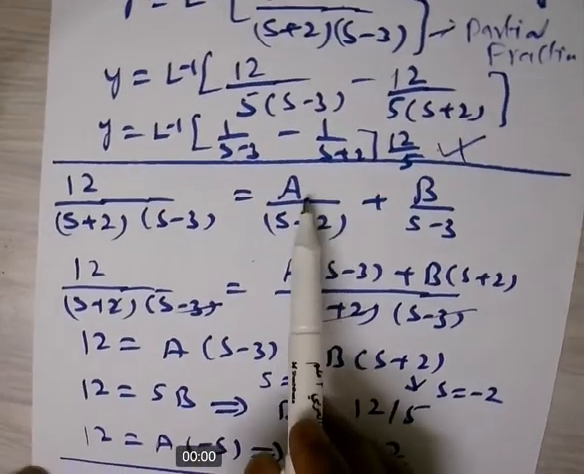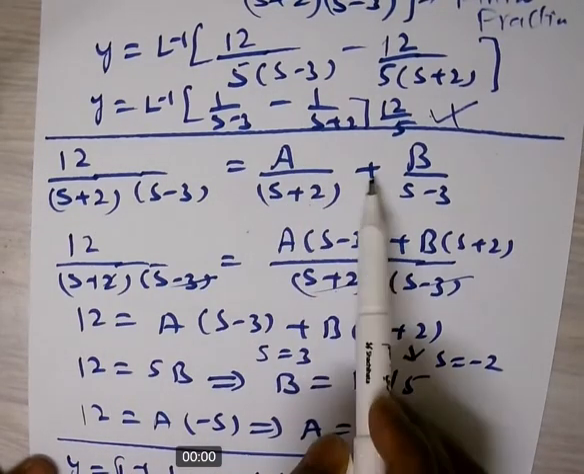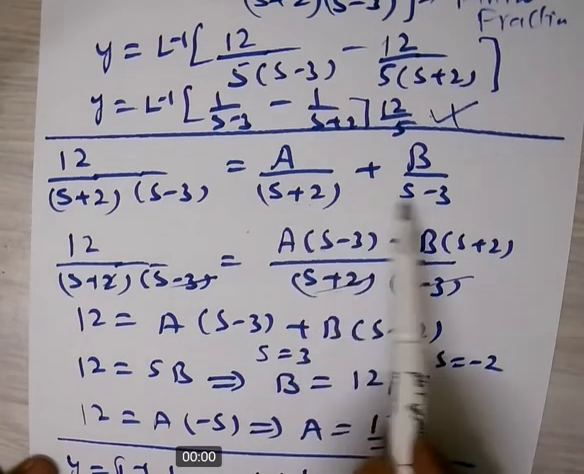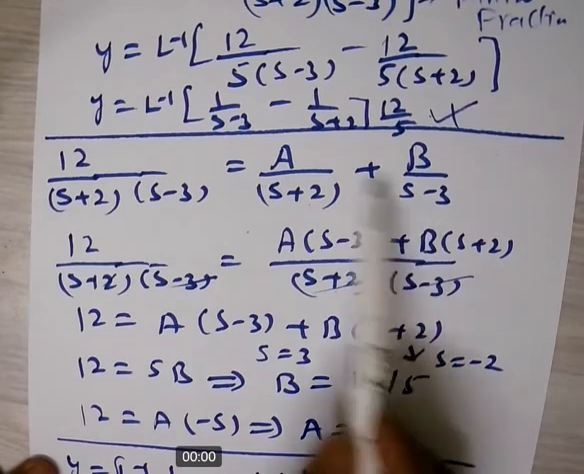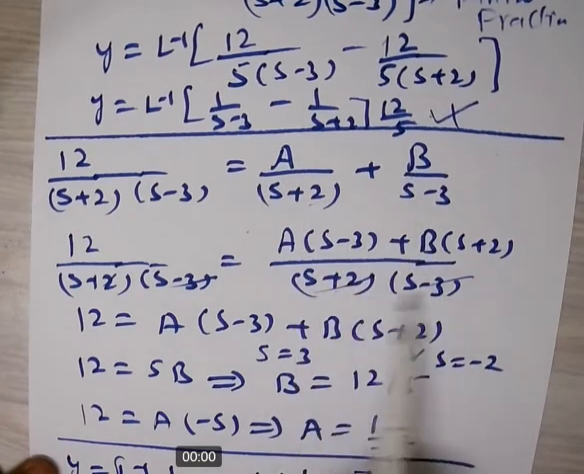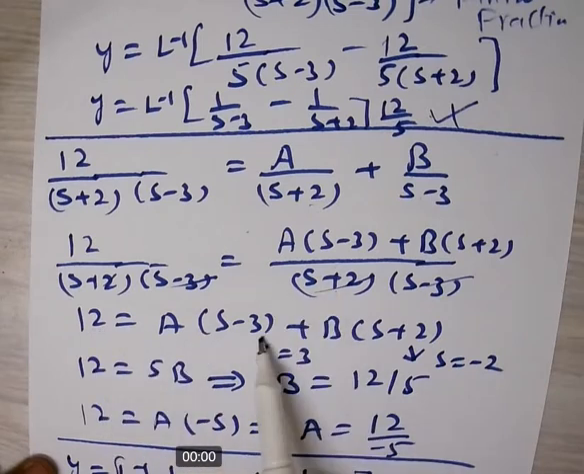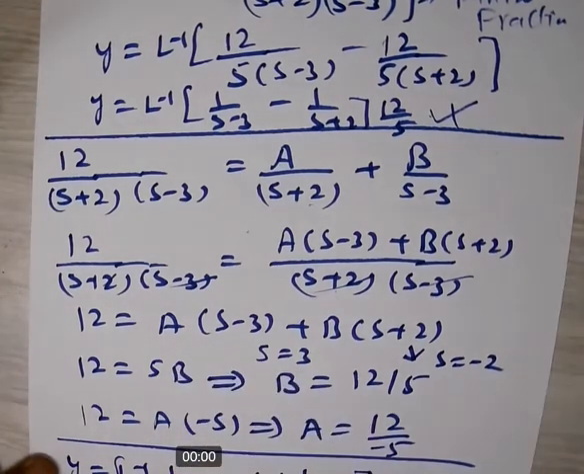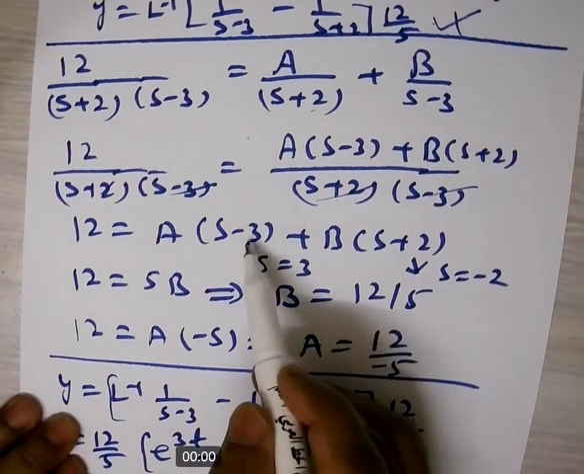We can keep it like that because two brackets are there: a divided by s plus 2 plus b divided by s minus 3. Keep (s plus 2)(s minus 3) down as LCM, multiply and cancel. The remaining part is 12 is equal to a times (s minus 3) plus b times (s plus 2). If you want the values of a and b, replace s is equal to 3.